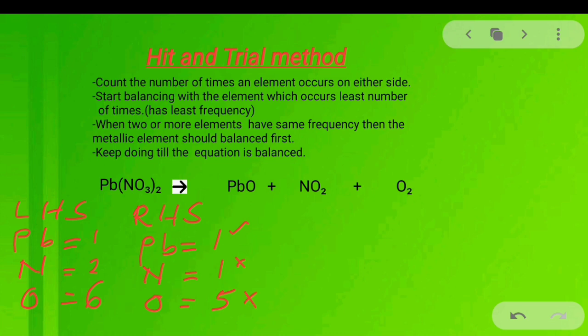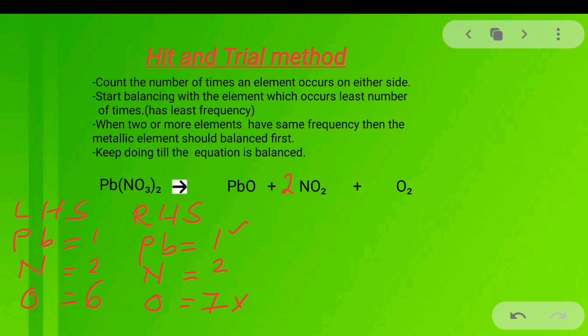So what will we do now? We will start with the atom that occurs with the least frequency, that is nitrogen. Nitrogen occurs only one time. So let us multiply to balance it. Let us multiply by 2 first. After multiplying by 2, you can see the number of nitrogen atoms is balanced and becomes 2. Now the number of oxygen atoms has also changed. The number of oxygen atoms is now 4, 6, 1, 7. Now oxygen is not balanced.